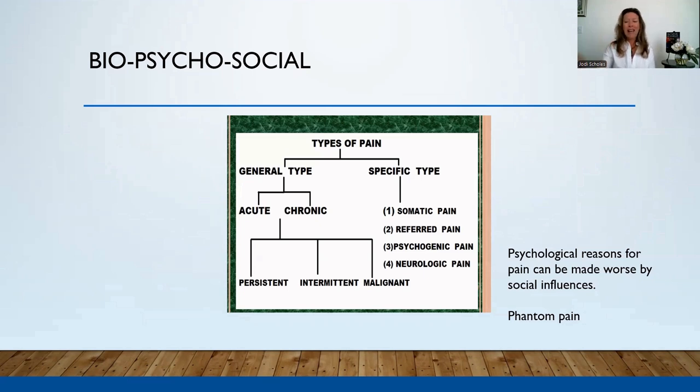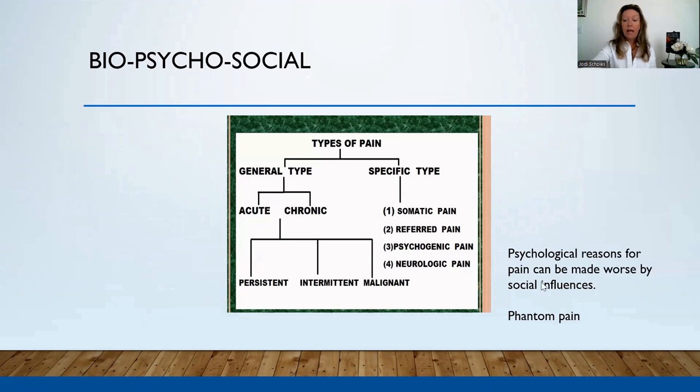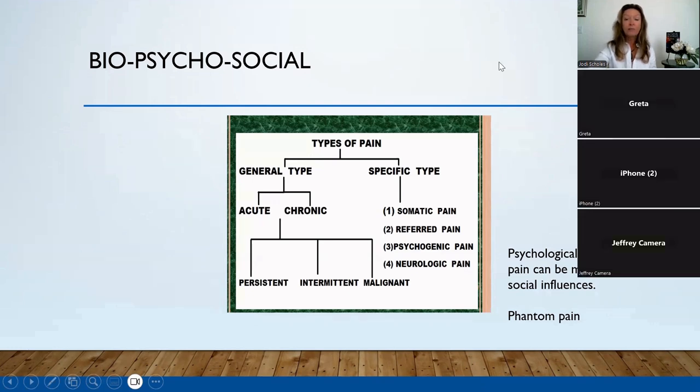Wait, what? Can that happen? Oh yeah. You guys have seen it. If you're under mental stress, does that sometimes turn into a physical headache? Sure does. That's a psychological reason for pain. There's also social influences. You'll see here in the description that psychological reasons for pain can be made worse by social influences. We're looking at bio, psycho, social. The biopsychosocial reasons for pain.